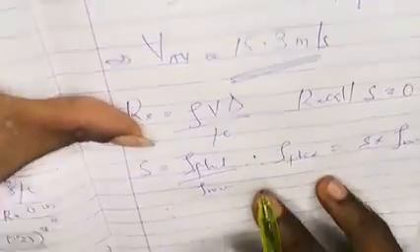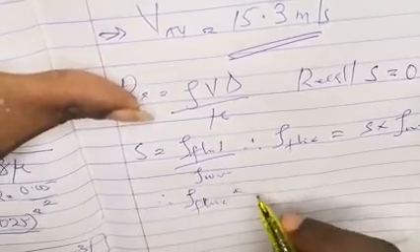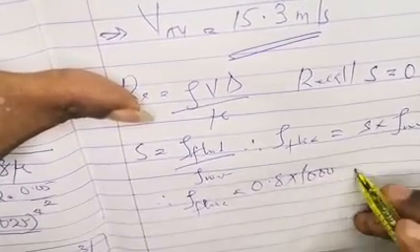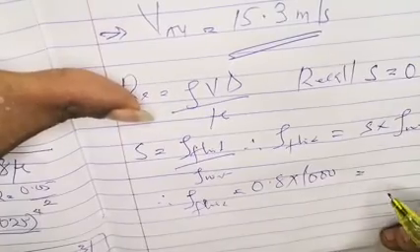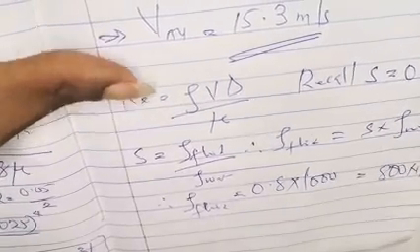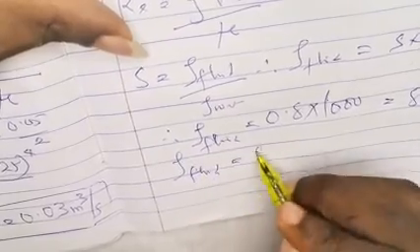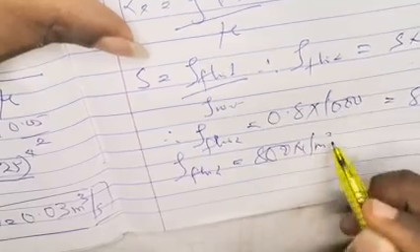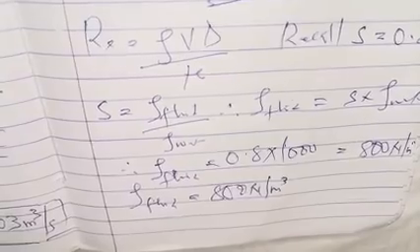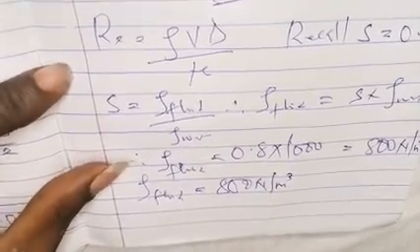So the density of that fluid becomes specific gravity, 0.8, multiplied by density of water, 1000, and this will give us 800 newtons per meter cube. So the density of that fluid is 800 newtons per meter cube. If you have this to be the density of the fluid, we can now find the Reynolds number to check whether it is laminar or turbulent.